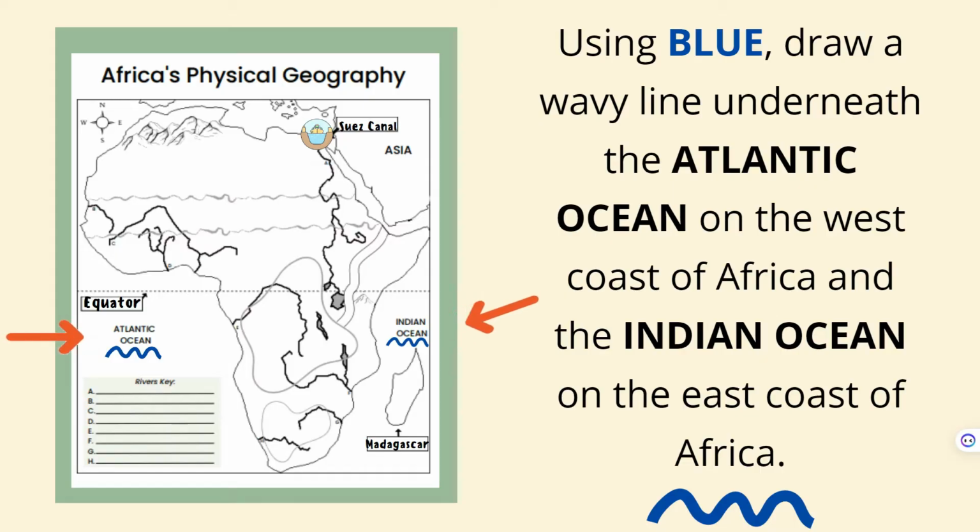Next, find the Indian Ocean off the east coast of Africa. Here you will draw another blue squiggly line. These lines will indicate waves. If you have trouble finding them, please notice the red arrows in the video.